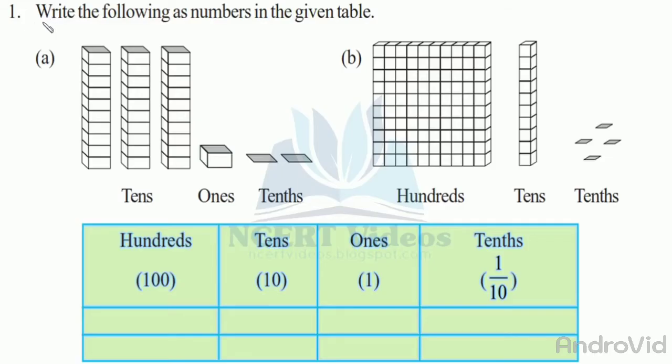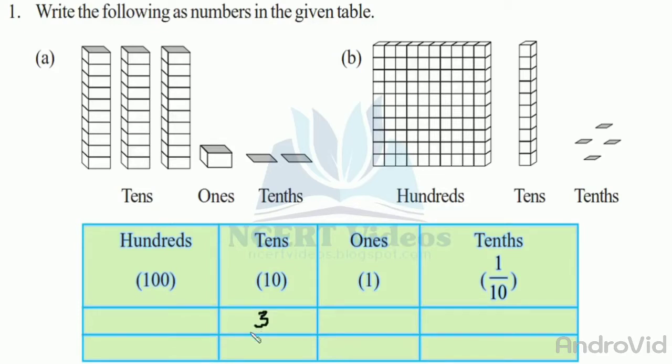Question 1. Write the following as numbers in the given table. We have different figures representing different units of a number. So we have to write them into the corresponding table, like tens below tens, ones below ones.